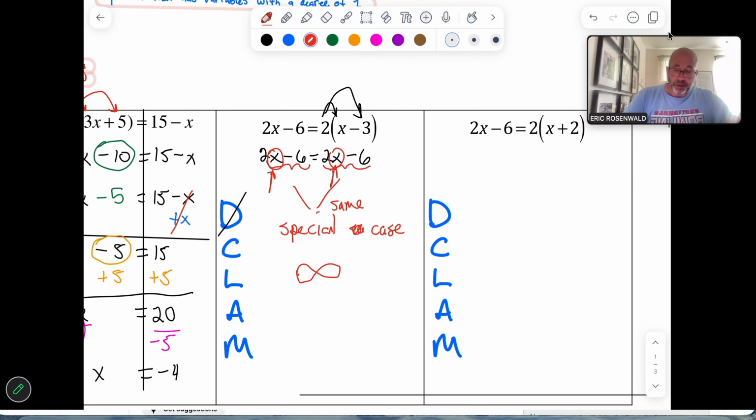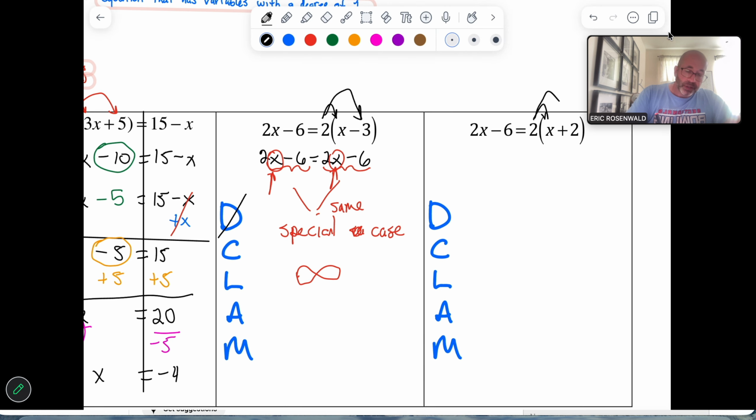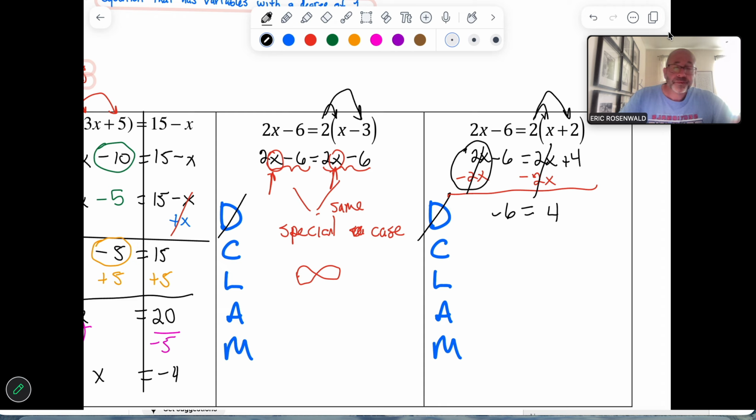Take a look at this next one, though. If I go ahead and distribute here, I'm going to have 2x minus 6 is equal to 2x plus 4. And what happens is, after my distribution, I try to combine like terms. There's nothing to combine on the left, nothing to combine on the right. But then I go to the next step, and I move my variable. So if I move this 2x over here, I end up with 2 x's, and I take away 2 x's. What ends up happening is I have no x's. They're gone. And I get negative 6 is equal to 4.